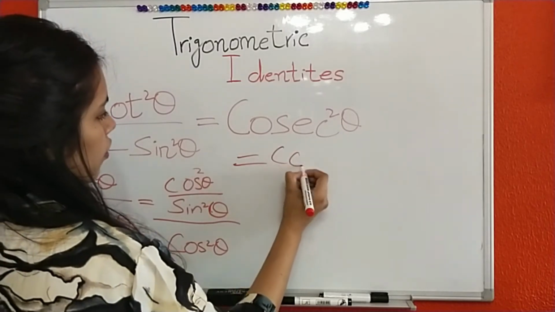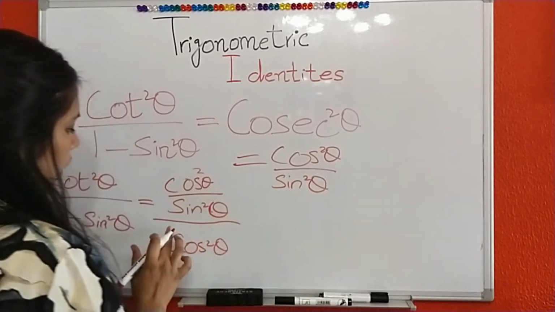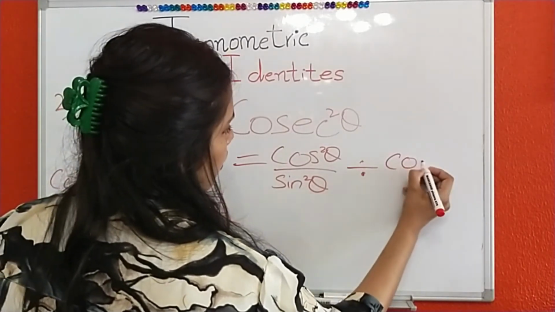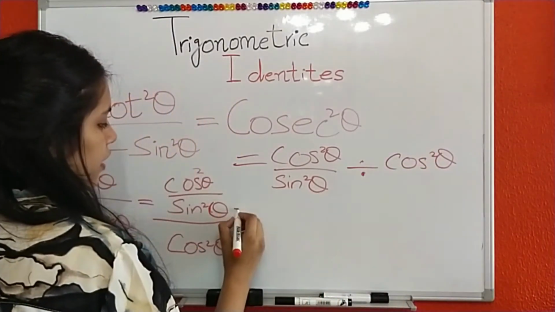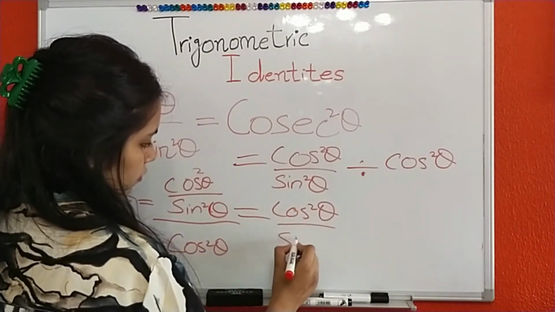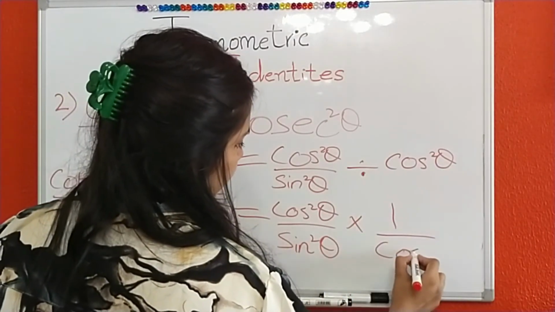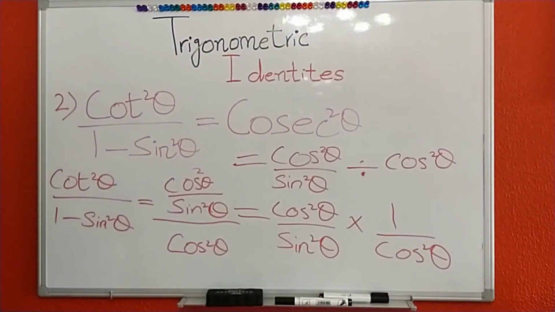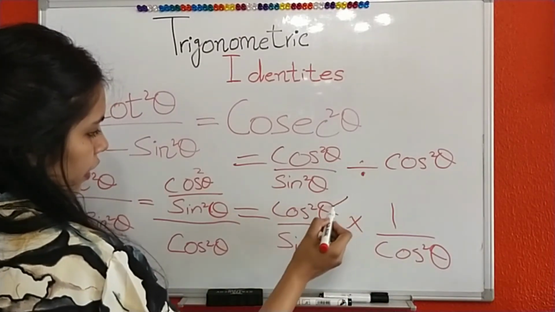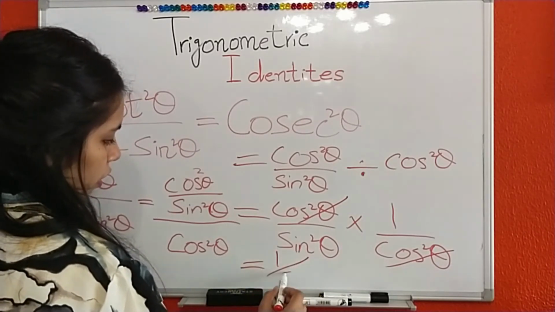I'm simplifying this cos² theta over sin² theta. As cos² theta is dividing here, I'm just putting it like this. Now I am converting the divide sign into multiply, multiply by 1 over cos² theta. This cos² theta is multiplying and it is dividing, so we can easily cancel them. What I get here is 1 over sin² theta.